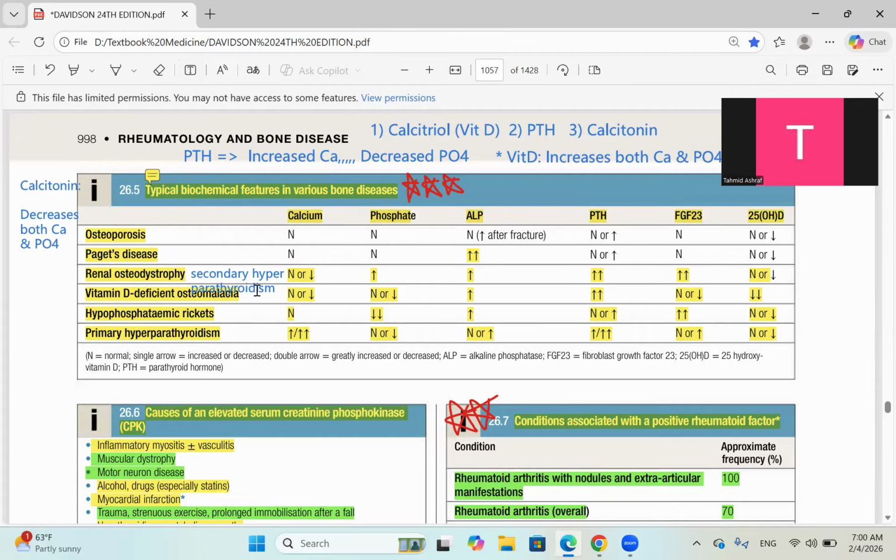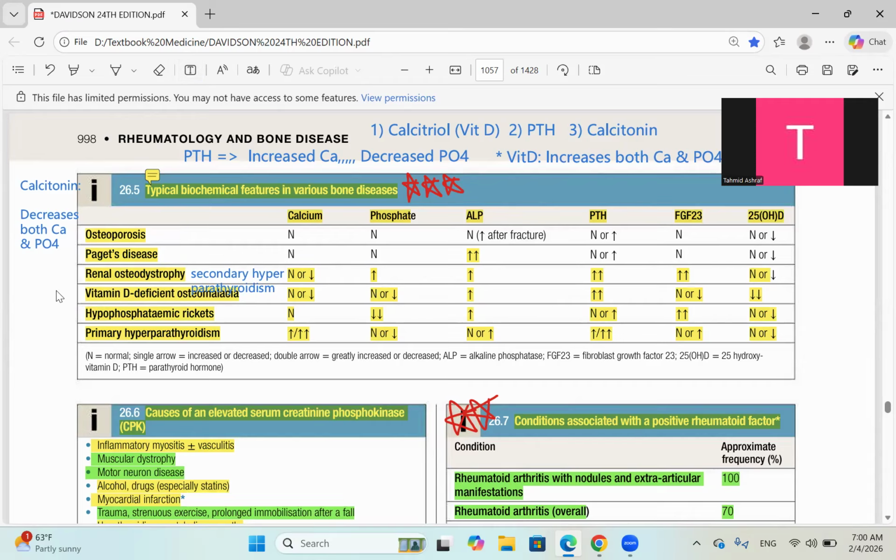So what do we mean by secondary hyperparathyroidism? That means the primary disease is not in the parathyroid gland. The primary disease is elsewhere, and the parathyroid gland is responding by hyperfunctioning because of the primary disease. So in renal osteodystrophy or secondary hyperparathyroidism, the primary disease is CKD, chronic kidney disease. Okay.